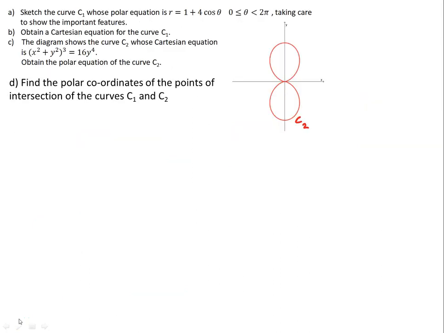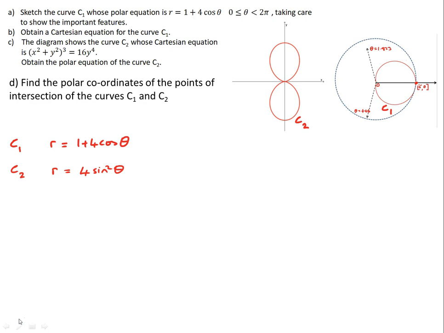Moving on to the final part of this question, we wish to find the polar coordinates of the points of intersection of our two polar curves. So C1 had equation r equals 1 plus 4 cos theta, and we've just shown that C2 has equation r equals 4 sine squared theta. We've got a picture of C2 available, and there's the picture that we drew earlier of the curve C1. We can see that both of these curves go through the pole.